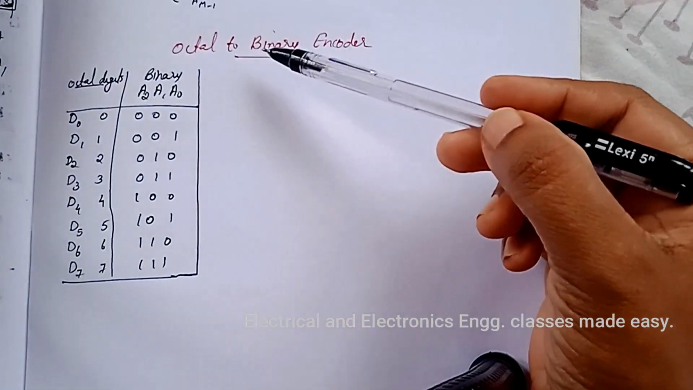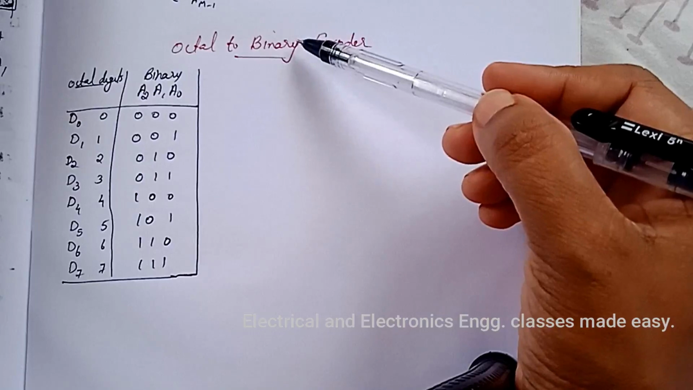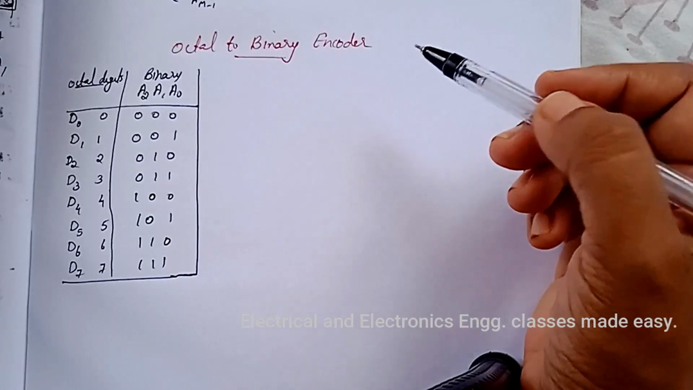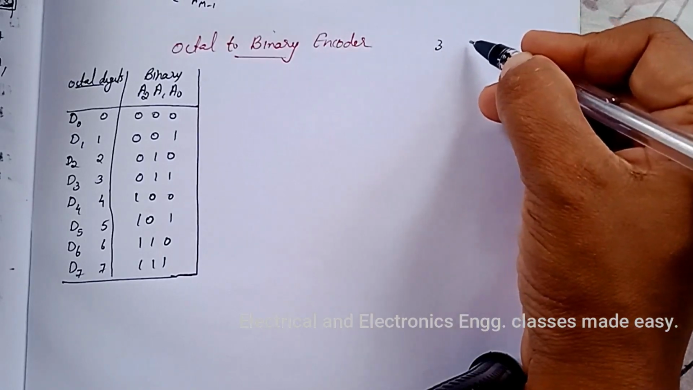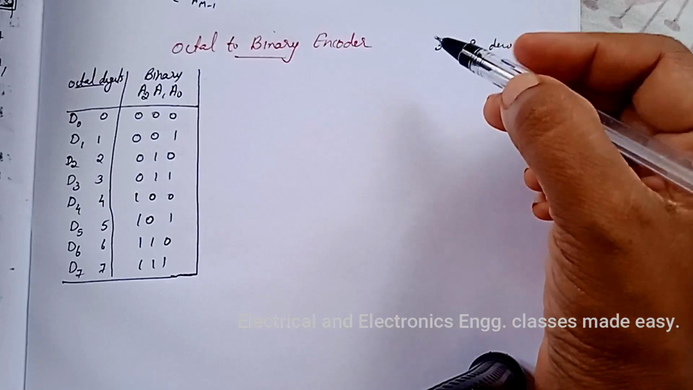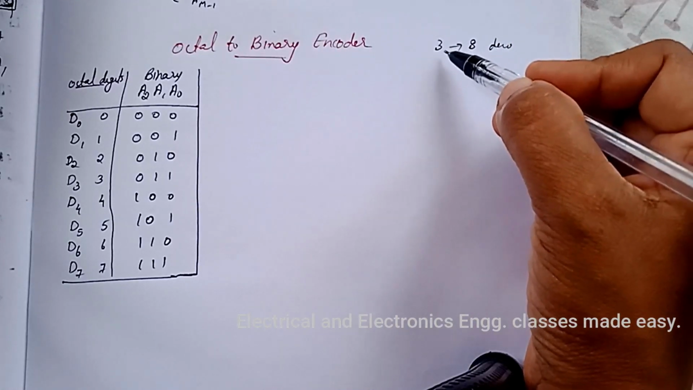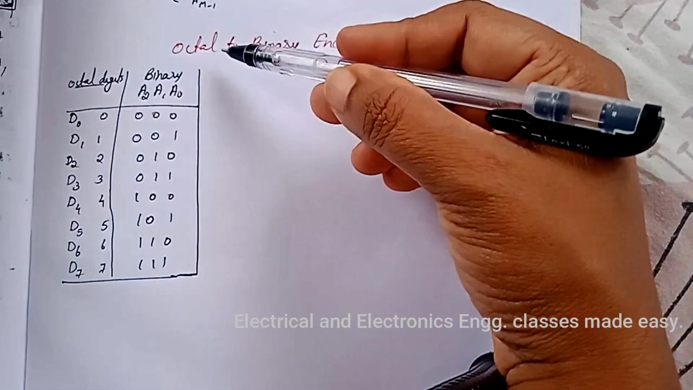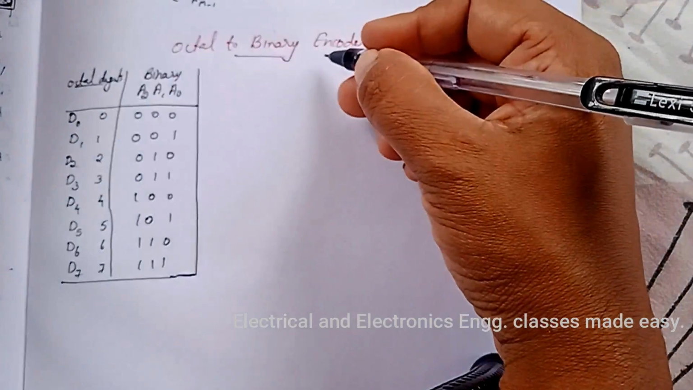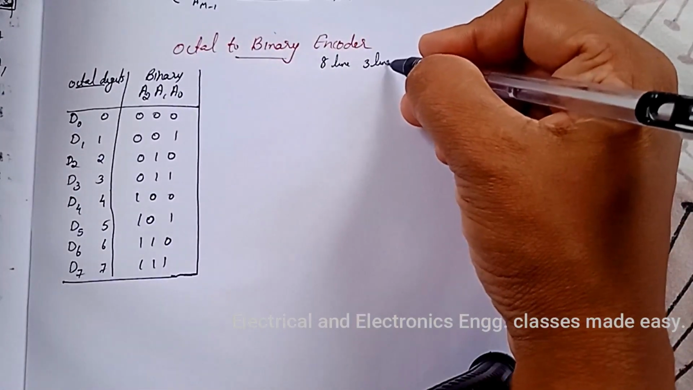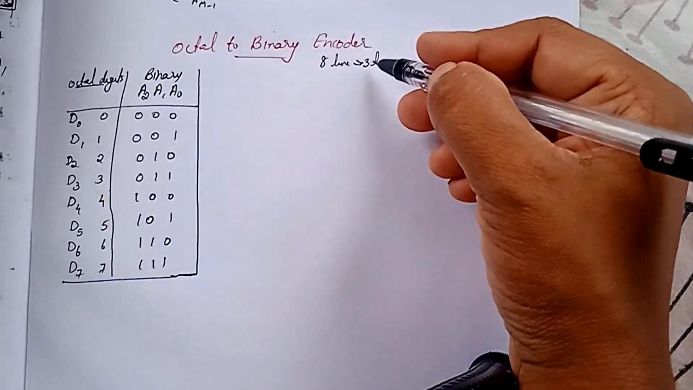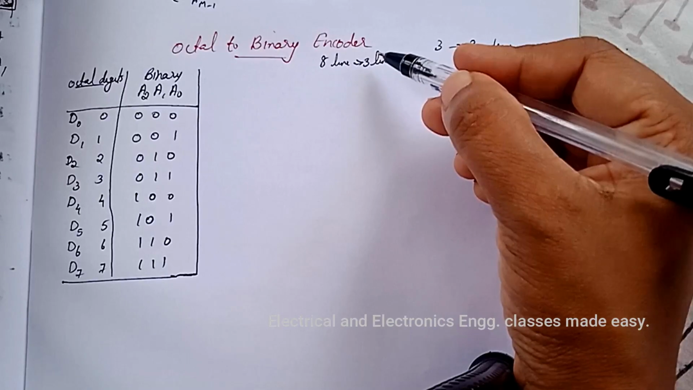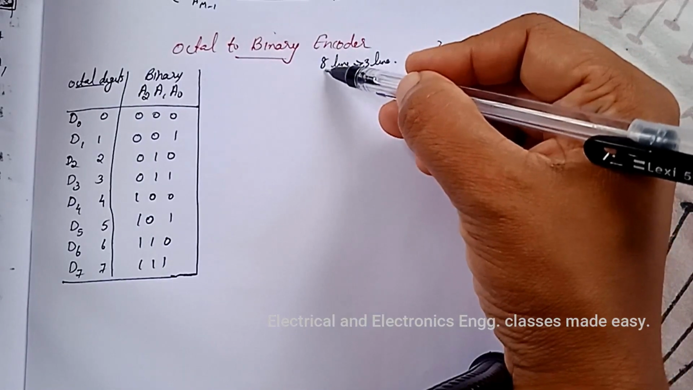Let us study about octal to binary encoder. A binary to octal decoder accepts a 3-bit input code and activates one of 8 output lines. That is, in case of a 3 line to 8 line decoder, it accepts a 3-bit input code and activates one of 8 output lines corresponding to that code. And an octal to binary encoder, that is an 8 line to 3 line encoder, accepts 8 input lines and produces a 3-bit output code corresponding to the activated input.